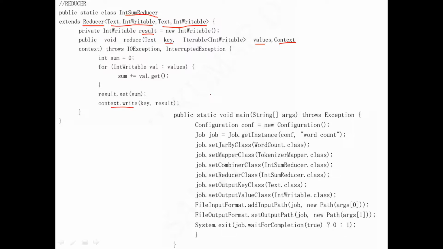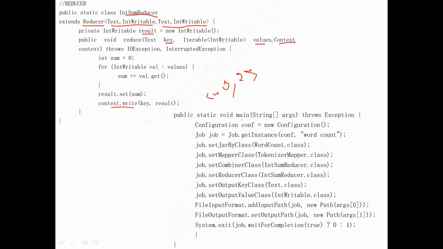For example, your output of that context will be the result: key value is world, comma, the result value was 2. That means the word had occurred twice in the given example here. Fine. This is how the reducer function or the reducer class works.